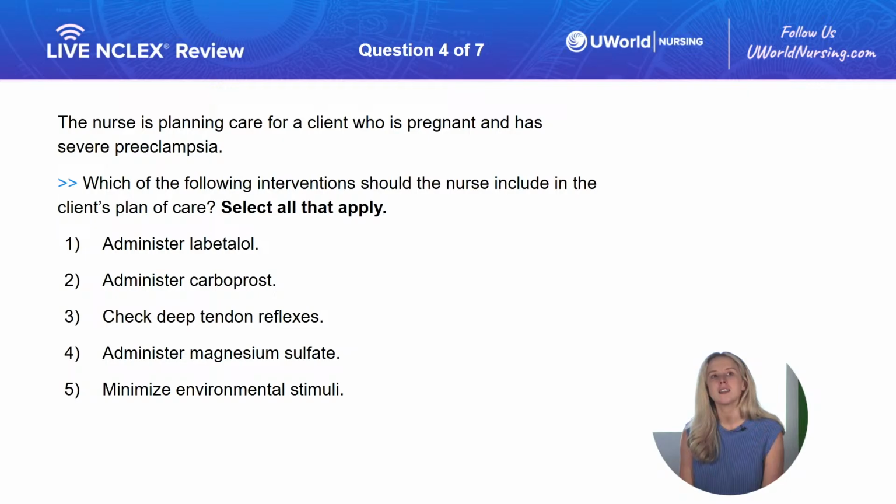So question 4 is the nurse is planning care for a client who is pregnant and has severe preeclampsia. Which of the following interventions should the nurse include in the client's plan of care? Select all that apply. So option 1, administer labetalol. 2 is carboprost. 3 is check our DTRs. 4, we want to administer mag sulfate. And lastly, 5 is minimize environmental stimuli.